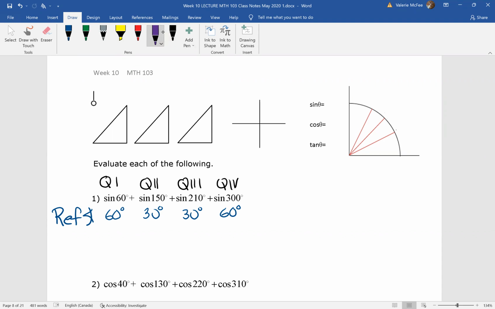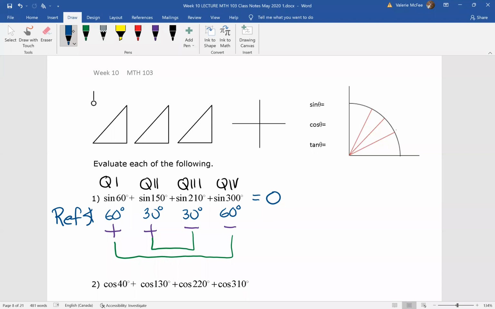Now, what do we know about sine? We know that it's positive in quadrant 1 and quadrant 2, negative in quadrants 3 and 4. I don't even have to figure out what the sine of 60 degrees is. I know that here I have a positive and a negative number that are going to cancel each other out because the 60-degree reference angle is the same. 30-degree reference angle is the same, but one is positive and one is negative. This is going to equal 0.